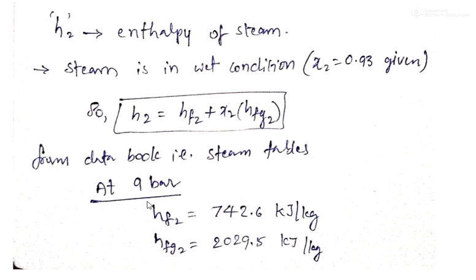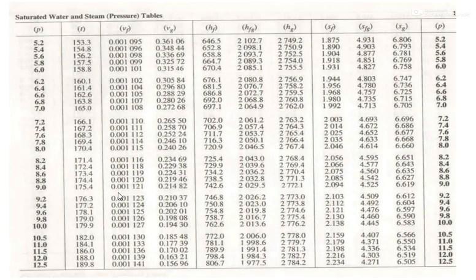So from the steam tables at 9 bar, let us see these values of the enthalpy of the steam. At 9 bar, if you see, friends, this is the saturated water and steam table, and this is the pressure based table. The first column is pressure, and we require at 9 bar the Hf value and Hfg value. At 9 bar, 742.6 is the Hf value, and we require the Hfg value. That is here, Hfg is 2029.5.